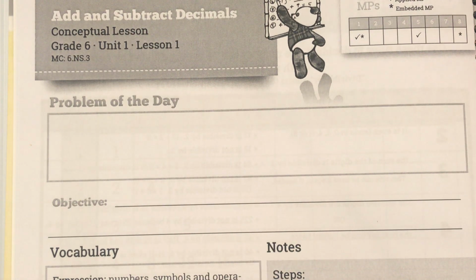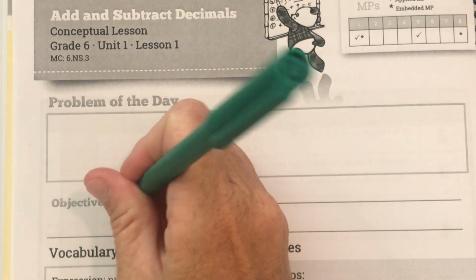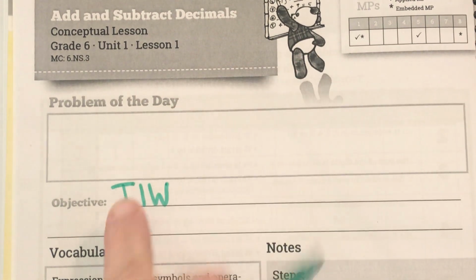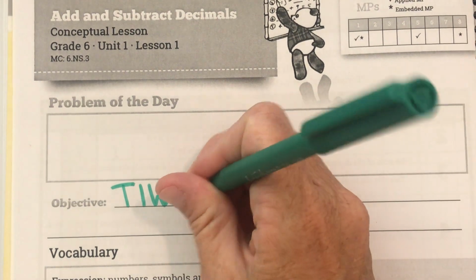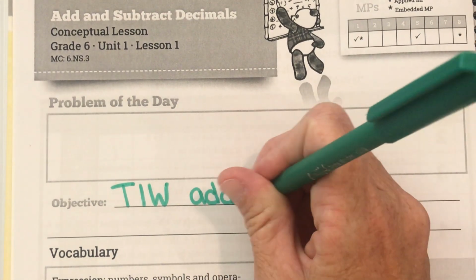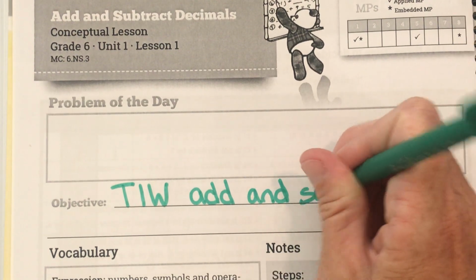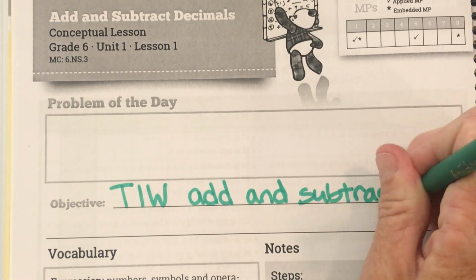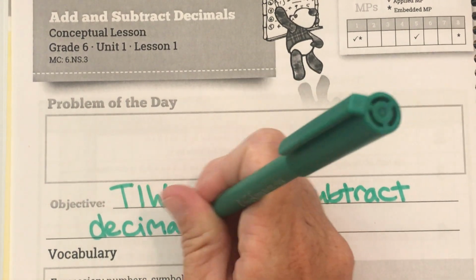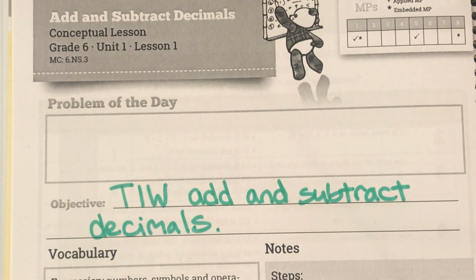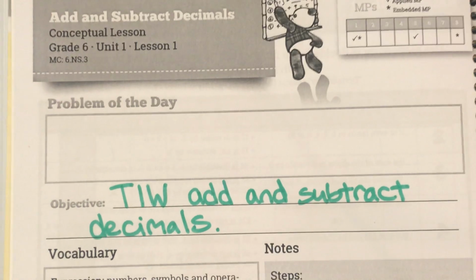Okay, our objective for today, or our goal for today, is "Today I will." You're going to notice that I'm going to shorten that. So, today I will add and subtract decimals. Period. Okay, so ladies and gentlemen, I know many of you probably already know how to do this. Remember, we're just going to be reviewing some important concepts.